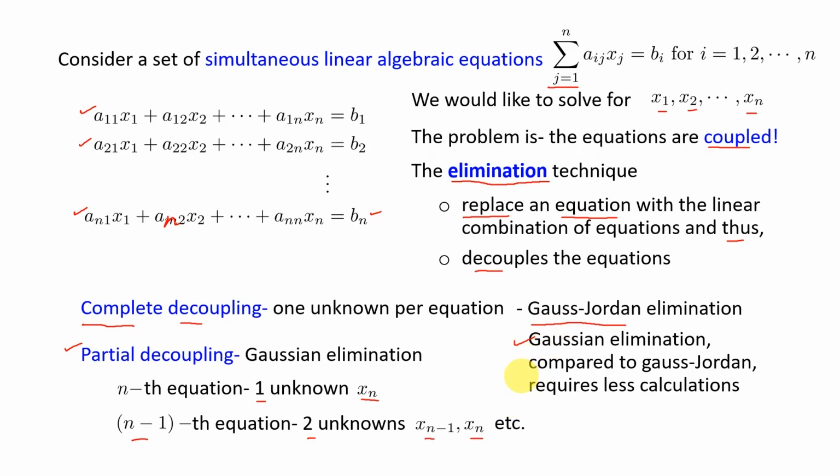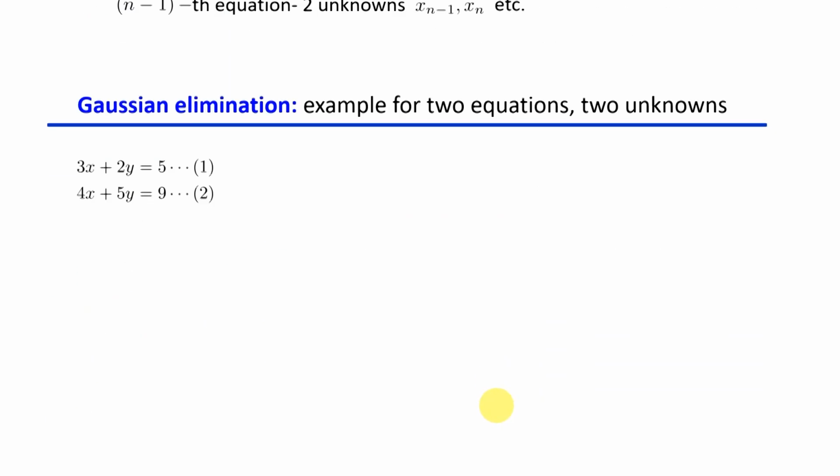Gauss-Jordan is necessary for other purposes, such as finding the inverse of a matrix or going deeper into linear algebra and learning more about the nature of the matrix itself. Sometimes Gauss-Jordan is necessary. But for the solution of linear equations, Gaussian elimination should be good enough, where we have this sort of a structure. The nth equation has one unknown, the n minus 1th equation has two unknowns, the n minus 2th equation has three unknowns, and so on and so forth. So let's see how it works with a simple system.